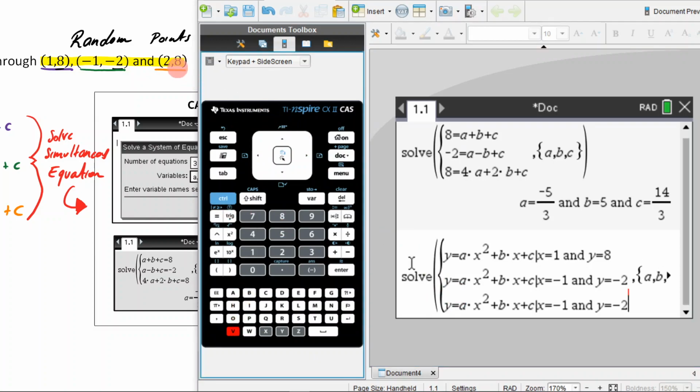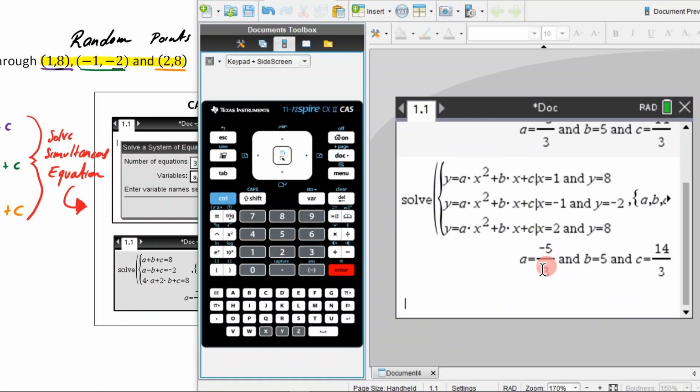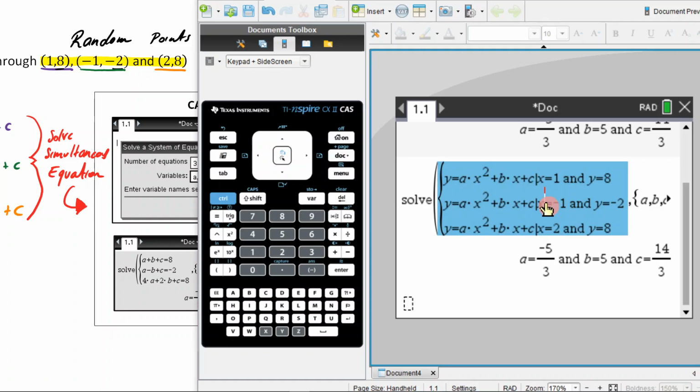Then lastly, I've got 8 here and I've got 2 there. I hit enter and do you see how I get the same values of A, B, and C out? But this way, I would argue, is quicker because you don't have to do things by hand. But it's very important that you become comfortable with your CAS.